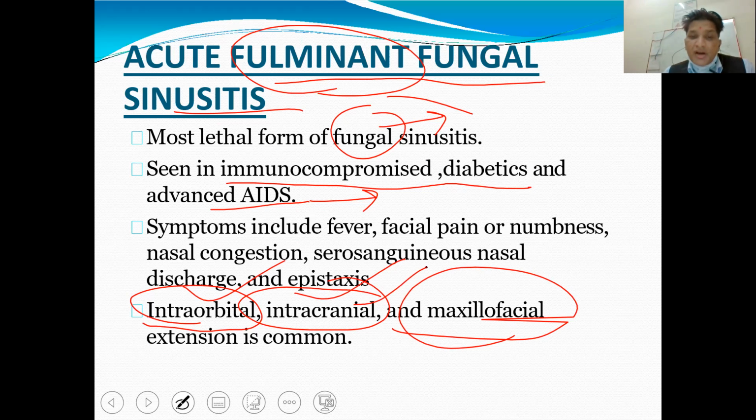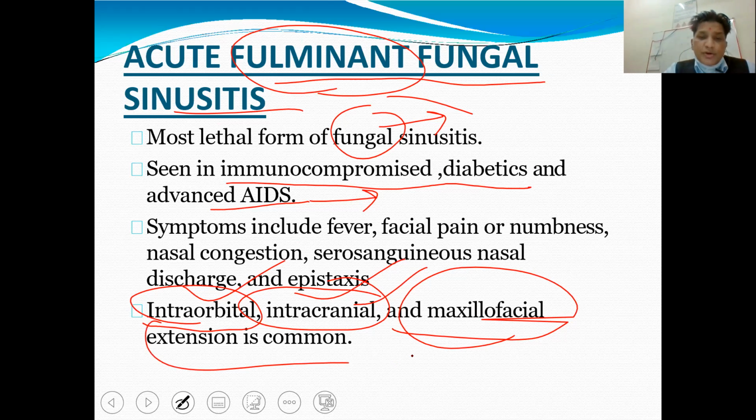The patient can have meningitis or a subdural abscess, or even a brain abscess in case of intracranial extension, and the chances of survival also go down in case of a fulminant fungal sinusitis which has encroached into the intracranial part of the CNS.